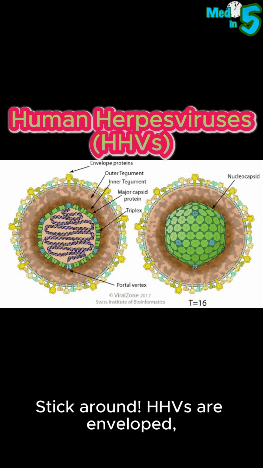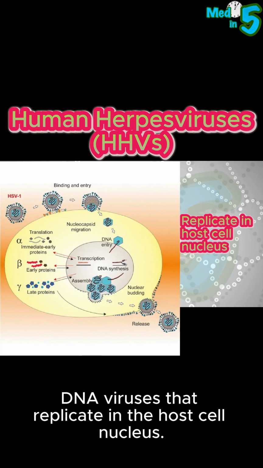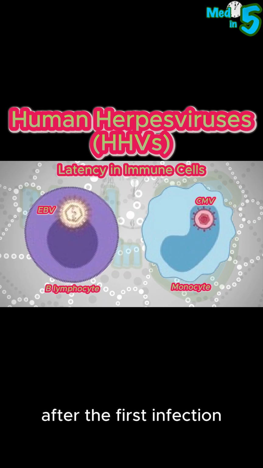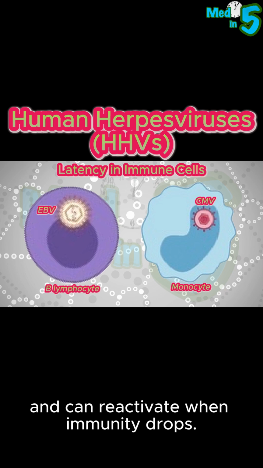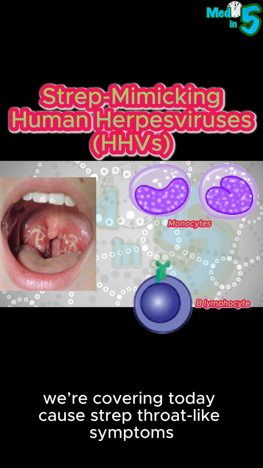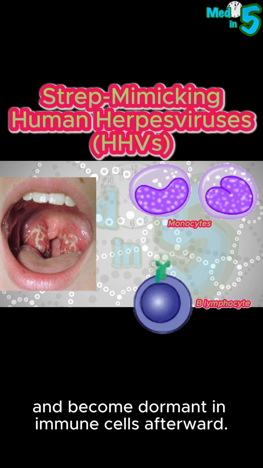Stick around. HHVs are enveloped, double-stranded DNA viruses that replicate in the host cell nucleus. They establish lifelong latency after the first infection and can reactivate when immunity drops. The HHVs we're covering today cause strep throat-like symptoms and become dormant in immune cells afterward.